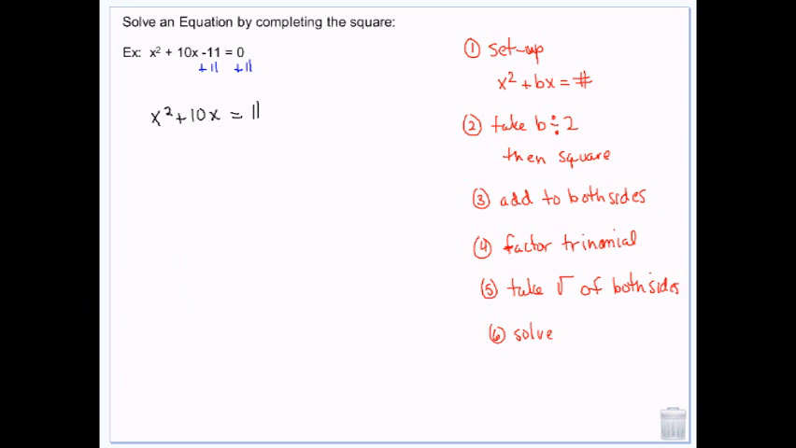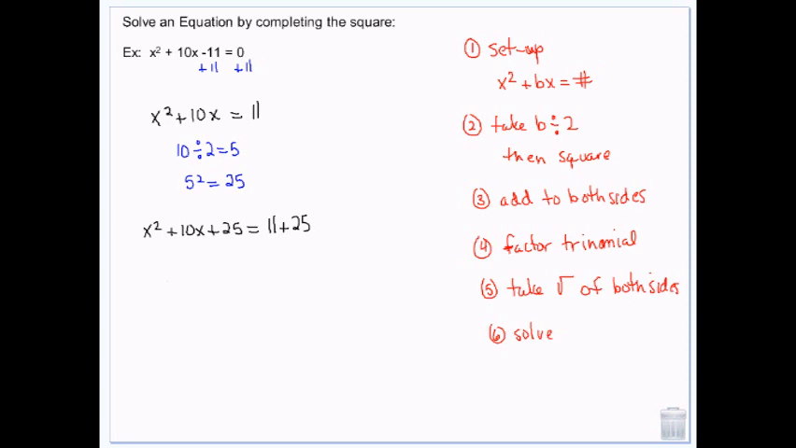Okay. Then I'm going to divide b by 2 and square it, just like we were doing before. And now I'm going to add this 25 to both sides. And the reason I have to add it to both sides is because if I only add 25 to one side, it's no longer the same value. Whatever you do to one side, you do to both, right?